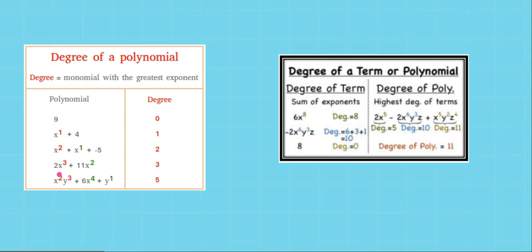And then our last one here, we've got 2 plus 3. So this is a 5 and a 4 and a 1. So the highest one here is 5, so the degree of this polynomial would be 5. So you find which term has the highest degree, and you state the degree of that one.